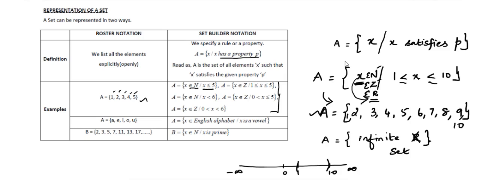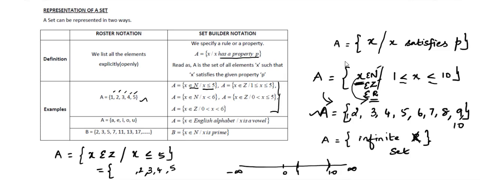See, the same set can be represented like this also. If I am writing A equals x belongs to Z such that x less than or equal to 5, what will be this set? Could you tell me? Z means integers. Integers means negative also included, and 0 and all the positive numbers. So I'll be writing 5, 4, 3, 2, 1, 0, minus 1, minus 2, etc. This is an infinite set.